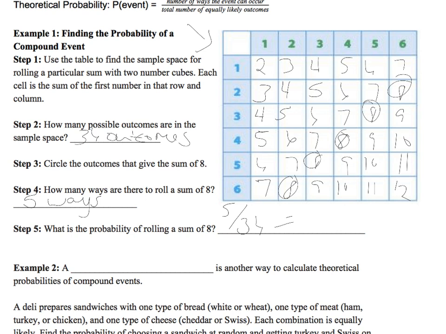Now the second example we have is another way that we can use a sample space for visually showing or calculating the number of possible outcomes in another compound event, and that is called a tree diagram. So some of you may be familiar with a tree diagram.